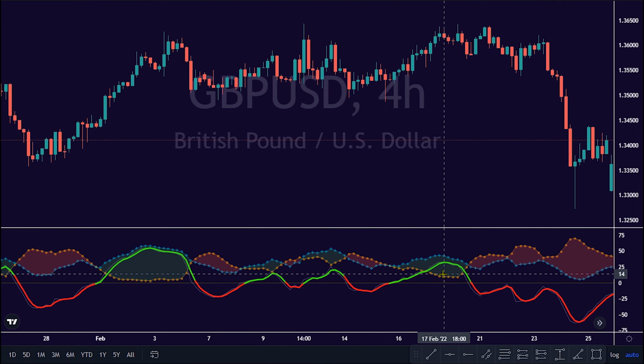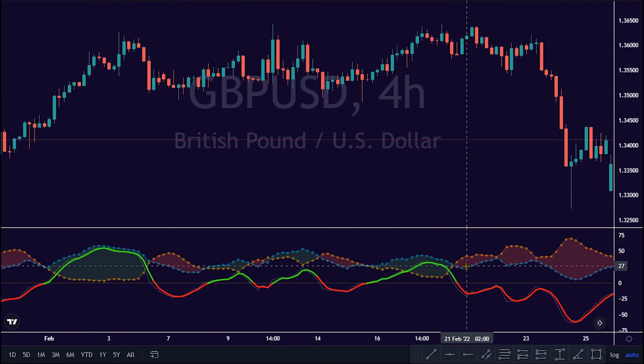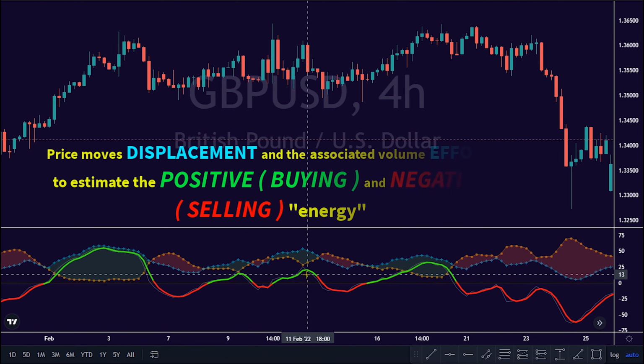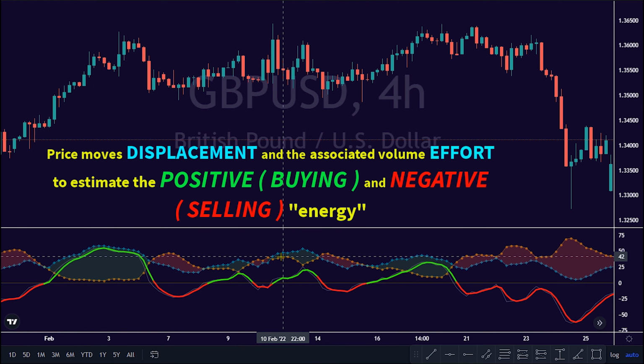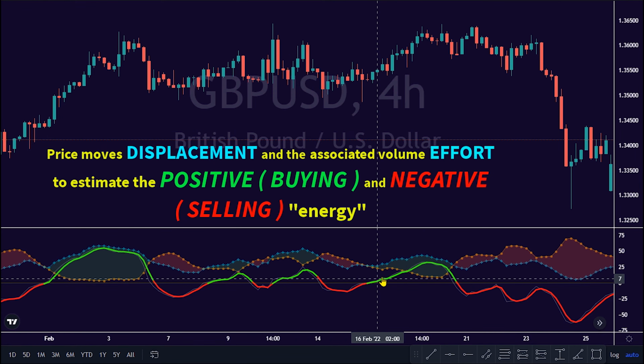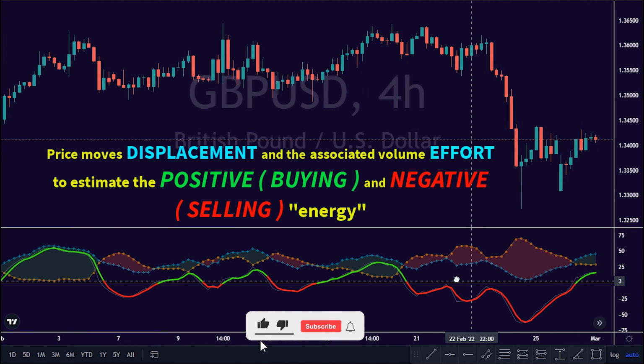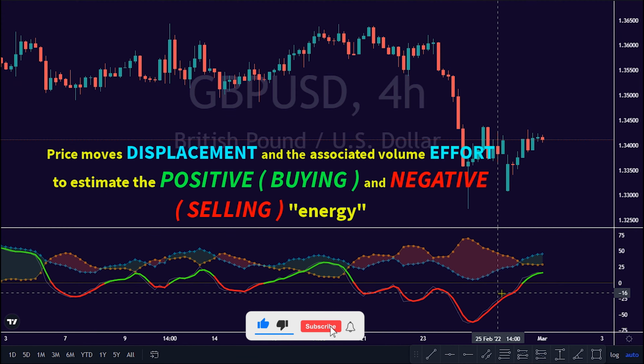The RedK Volume Accelerated Directional Energy Ratio, Vader, is a technical indicator that makes use of price moves, displacement, and the associated volume, effort, to estimate the positive, buying, and negative, selling energy behind the scenes, enabling traders to read the market action in more details and adjust their trading decisions accordingly.